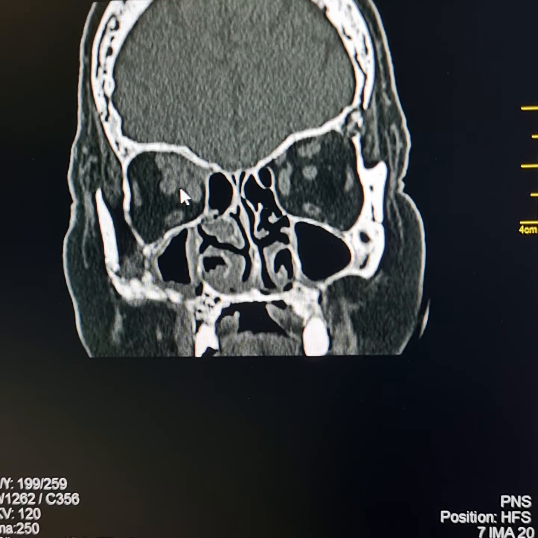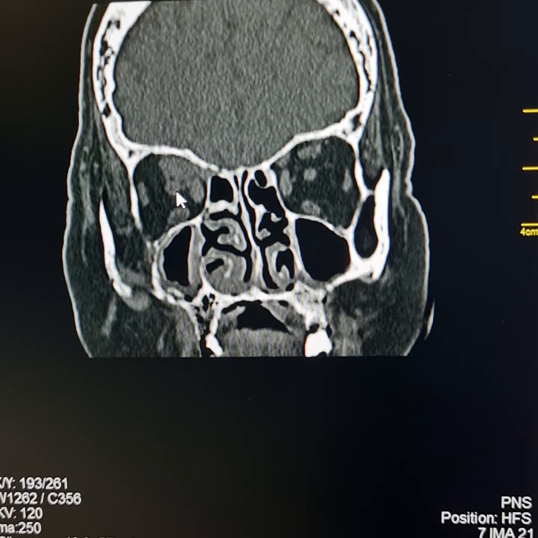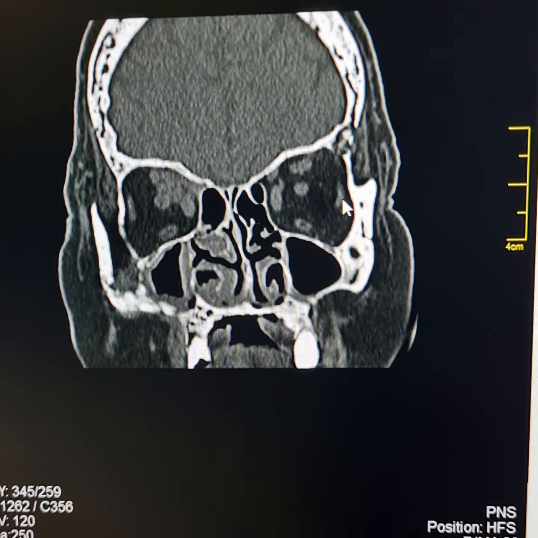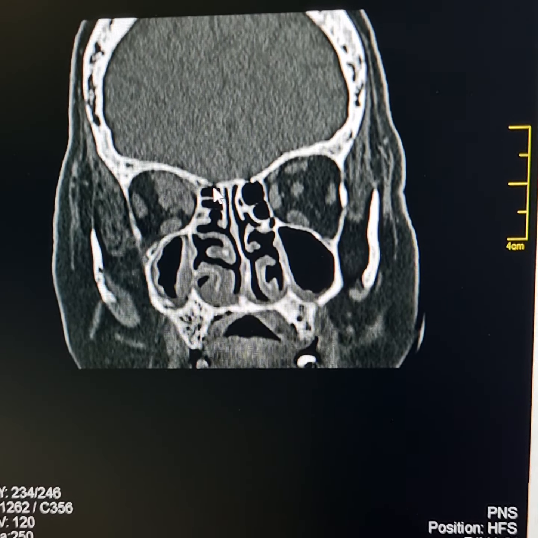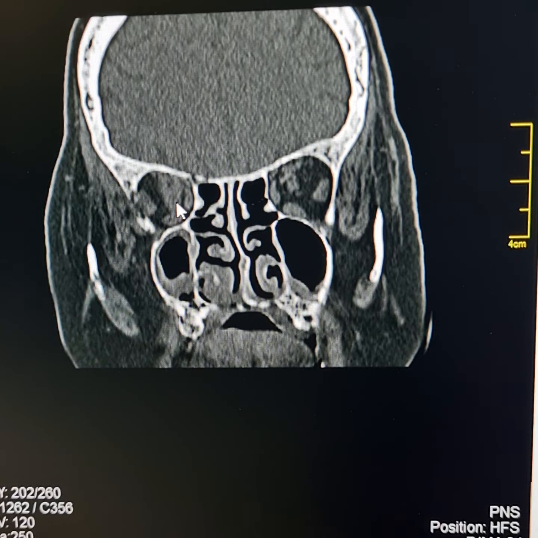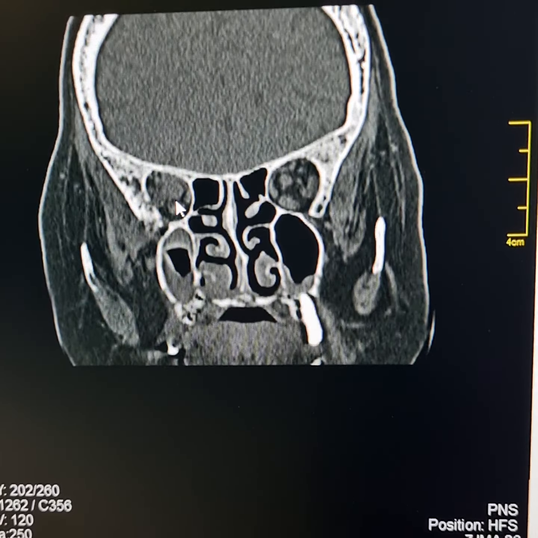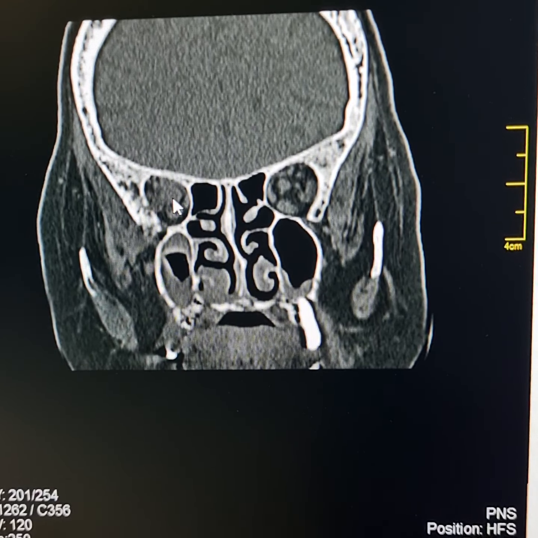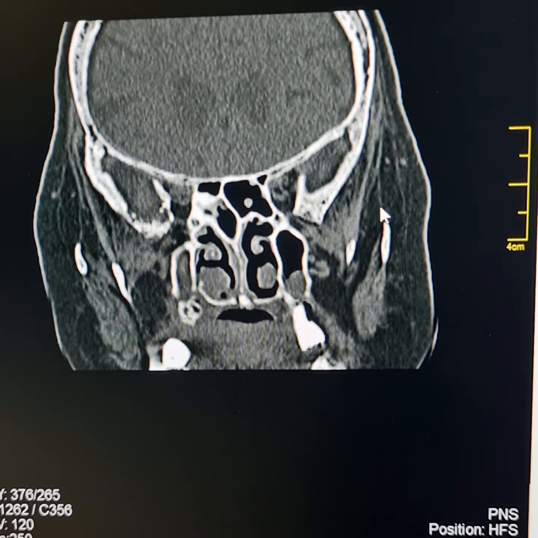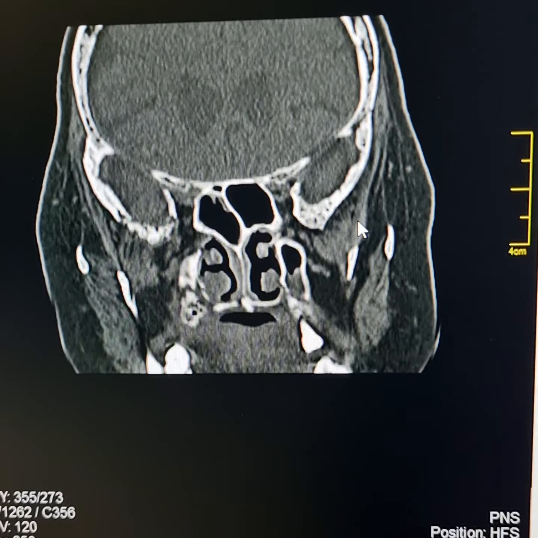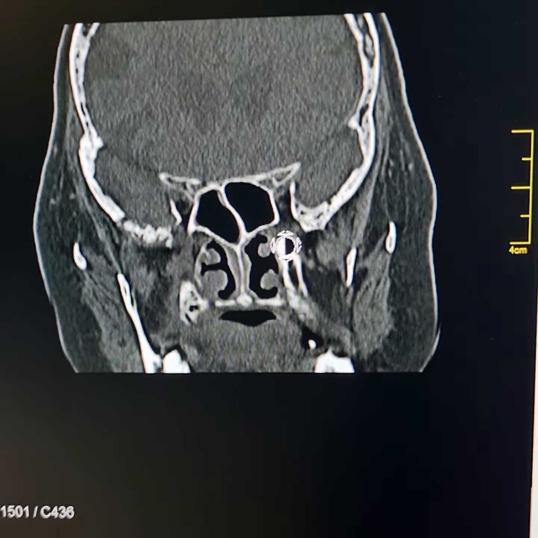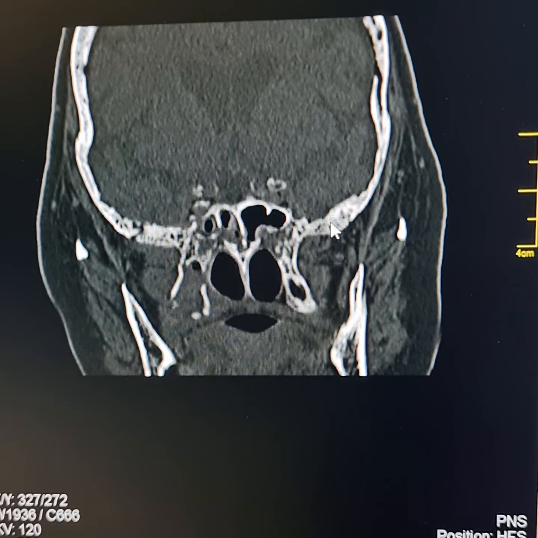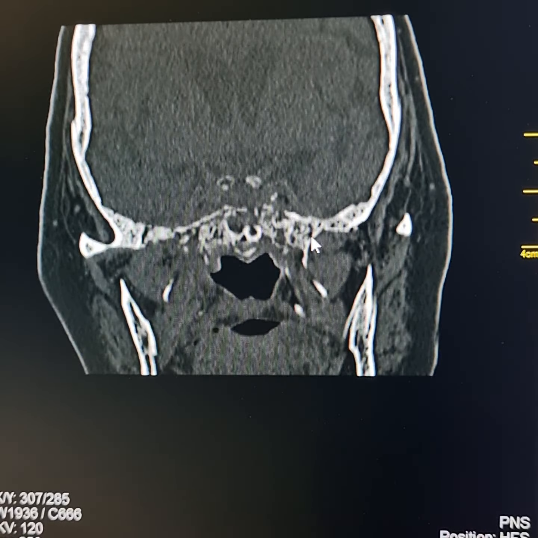It shows intraconal extension and comes to lie against the optic nerve here. I wish a contrast CT scan was done for better visualization. It extends posteriorly up to the orbital apex. Here it has partly surrounded the optic nerve. There is no intracranial extension. Now this is the erosive process which has involved the body and these are the greater wings of sphenoid.